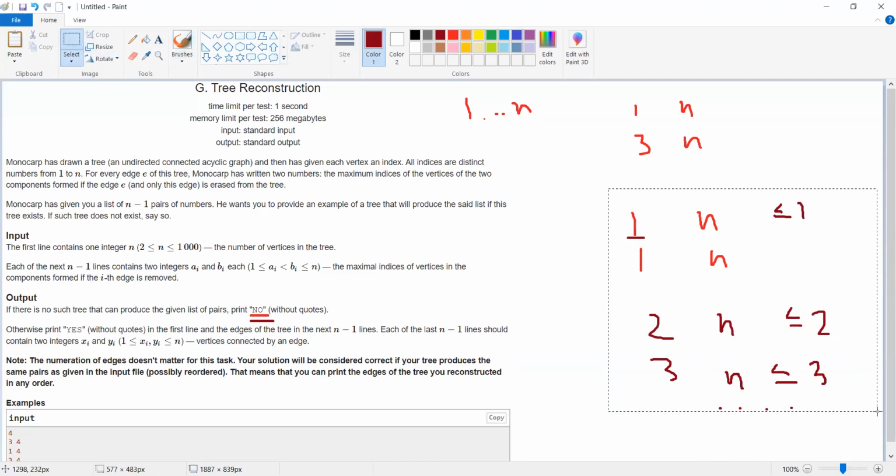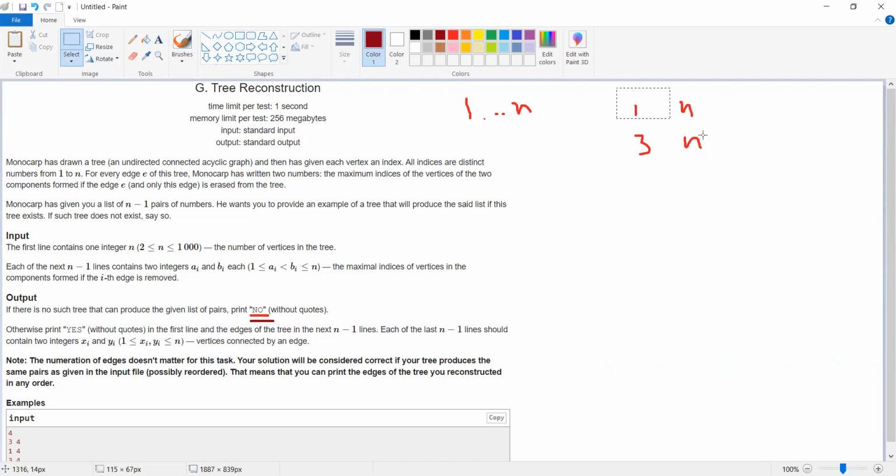So we counted every pair, our number, how many times they appear. Then we start from the smallest number. It might not be 1. 1 might not be appearing there. For example, we might have 4, 1.